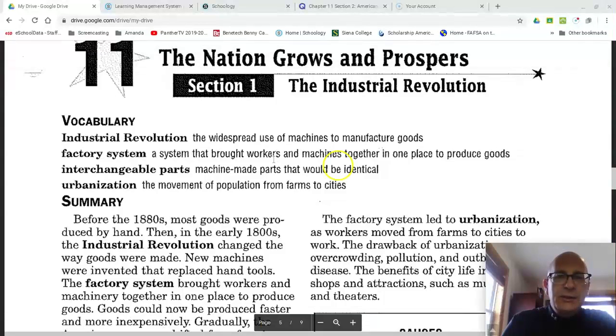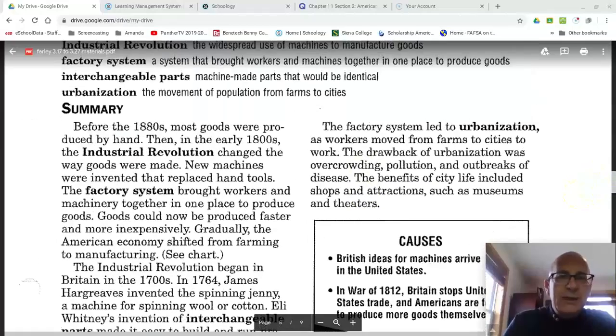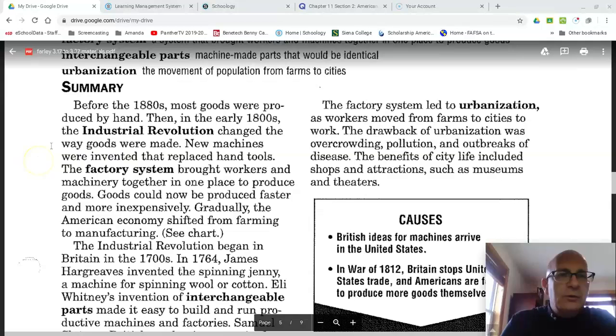So let's continue with our reading here. And if you look at the first paragraph, anybody that's paying attention today will note the typo right off the bat. The first paragraph says, before the 1880s, most goods were produced by hand. That should say the 1780s. Okay, so make a correction on your worksheet. Before the 1780s, most goods were produced by hand.